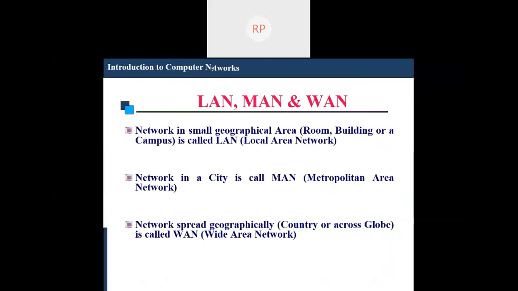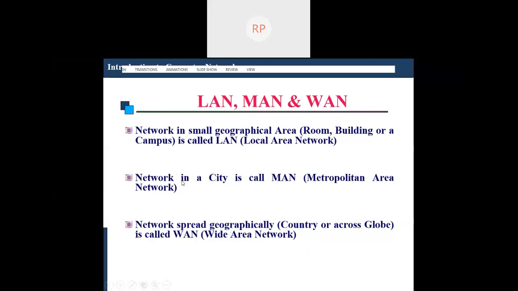Next, there are three main networking types. First one is the local area network, then the metropolitan area network, and the wide area network. Simply, LAN is nothing but a network in a small geographical area. It's nothing but a simple room like your lab, a building or a campus. A simple example is a college, which is nothing but a LAN. It's called a local area network.